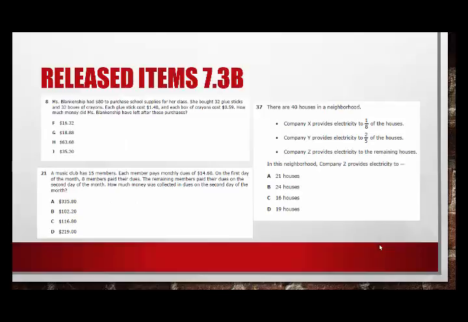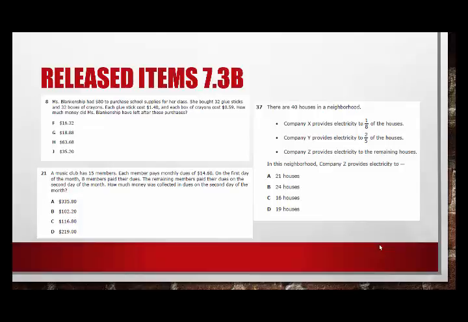7.3b is a readiness standard, and we actually have 3 items from the state from 2016. 7.3a is more about solving using basic calculations. 7.3b is more about the context, and if you'll notice, the students have to read a little bit more. And this TEK itself from the state talks about the students should be able to apply algorithms for operations with integers and operations with fractions and decimals to perform operations with rational numbers. The problem may involve multiple steps and multiple operations.